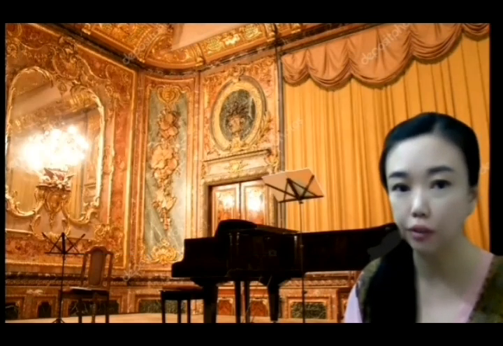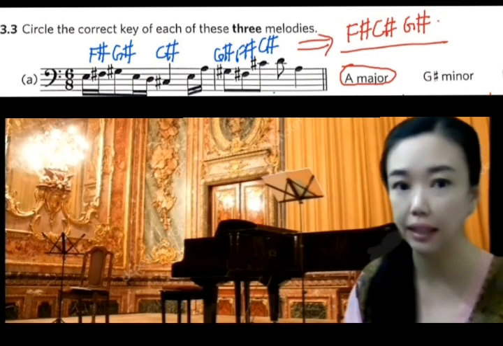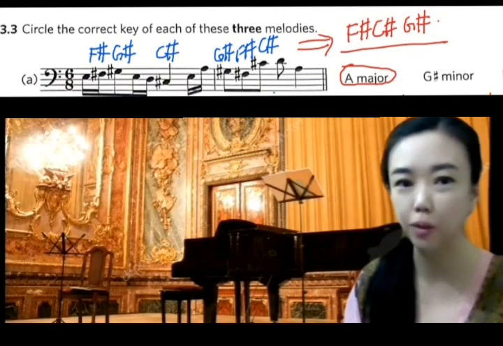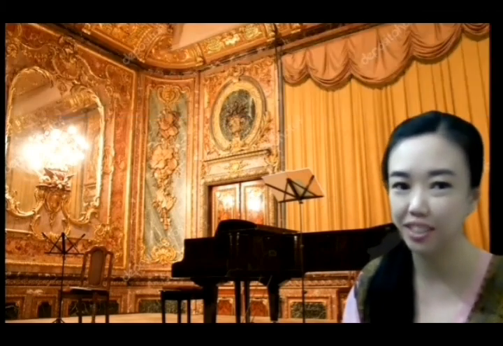When you are asked to name the key like this, you can name all the notes with sharps and flats first. For the first question, after naming all the sharps, you can rearrange the sharps in the correct order. First is F sharp, followed by C sharp, and then G sharp. After that, when you refer to the chart, we can immediately see that 3 sharps belong to A major. That's how you get the answer for this question.